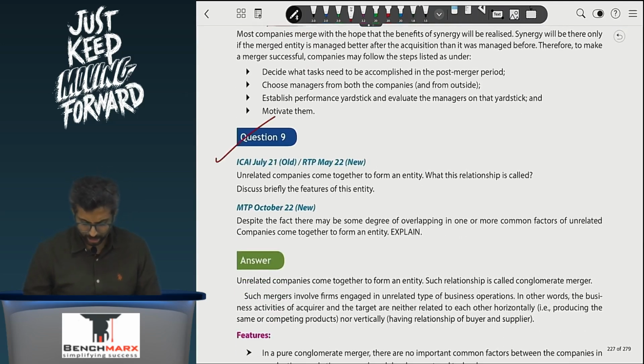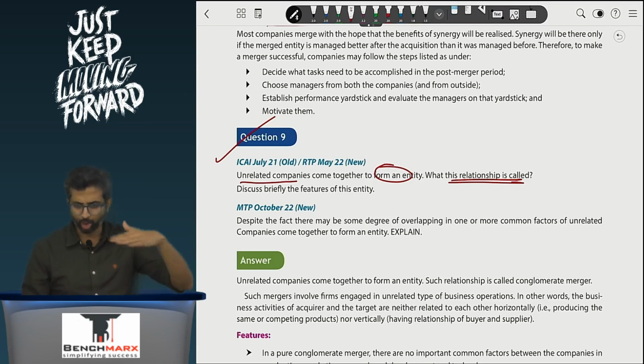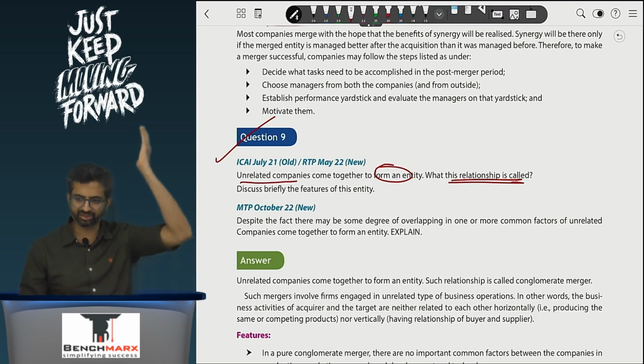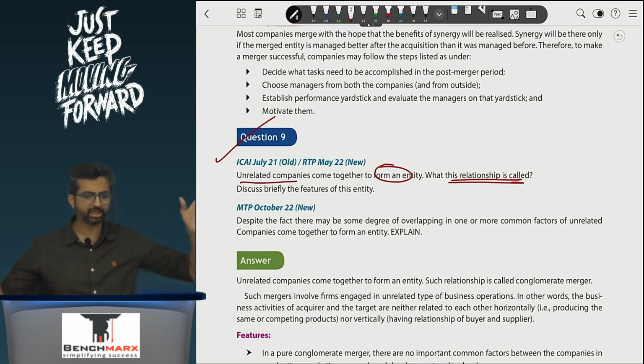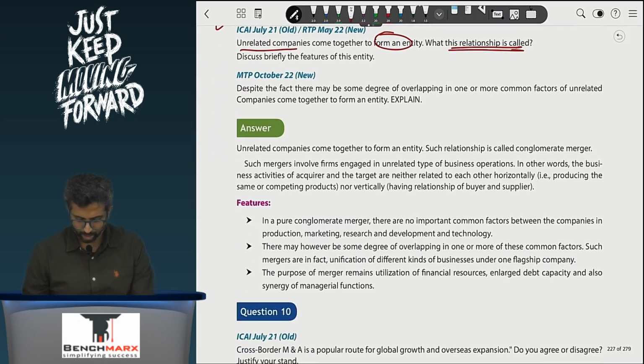Okay, then you have another question: unrelated companies come together to form an entity. What is this called? You remember what this is called? Horizontal is two competitors, vertical is within the supply chain. If two unrelated companies come together and conglomerate, it is called a conglomerate merger. Two unrelated companies coming together, maybe to diversify, maybe to reduce risk. So this is called a conglomerate merger.